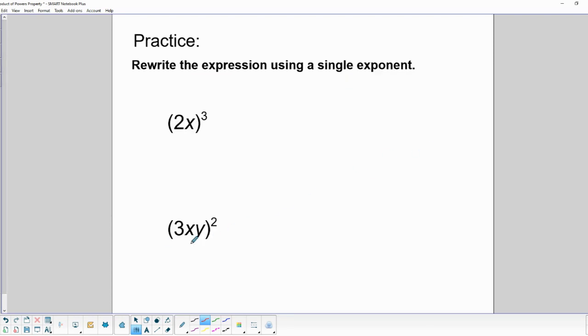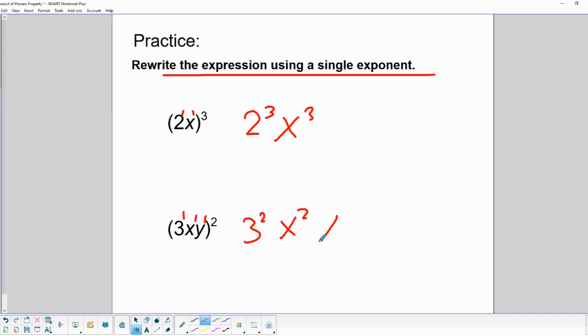Now, what if you have an exponent and you have things on the inside of some parentheses? Rewrite the expression using a single exponent. So to do that, you got to remember that everything in here, if it doesn't have an exponent, it has a 1 on it. So this would end up being 2 to the 3rd power, x to the 3rd power. This next one would be 3 to the 2nd power, x to the 2nd power, y to the 2nd power. So you just multiply this 2 that's on the outside by each of these 1s on the inside.